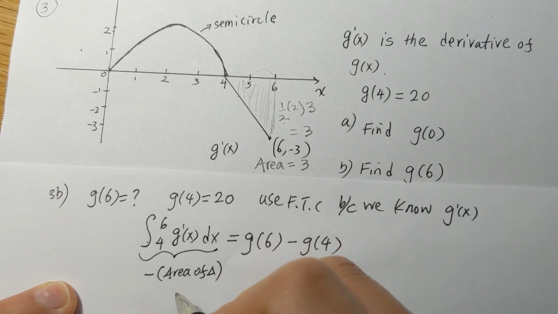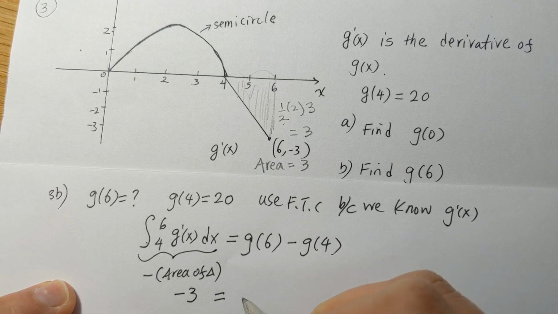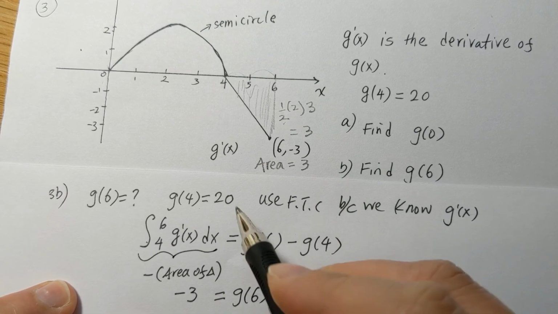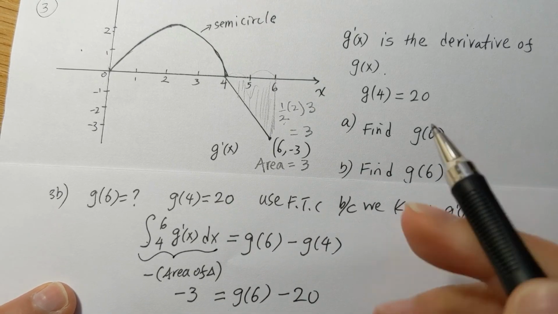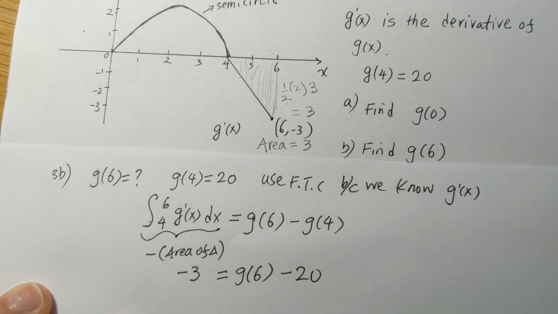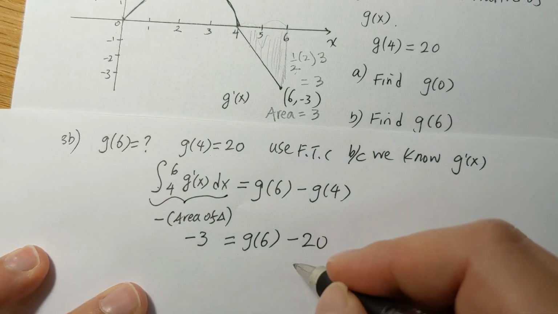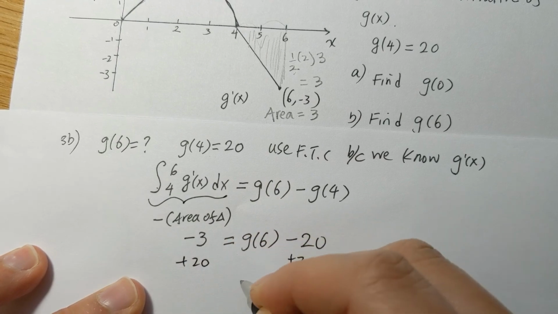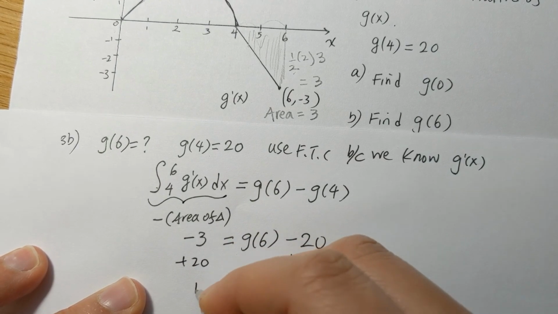So now we put -3 equals g of 6 minus 20, because g of 4 is 20. At this moment, you know what to do. We just solve for g of 6. So we plus 20 both sides, and then we got g of 6 equals 17.